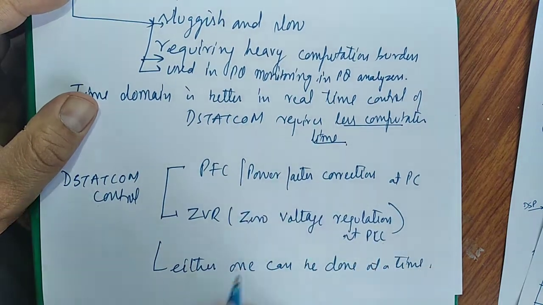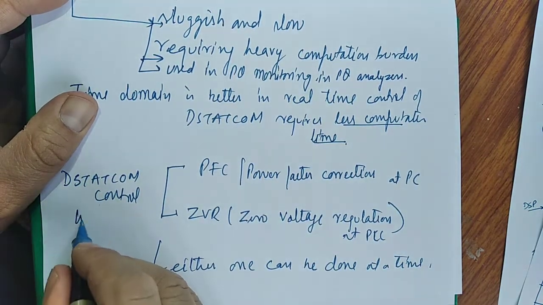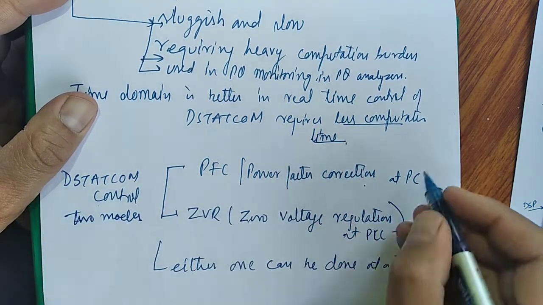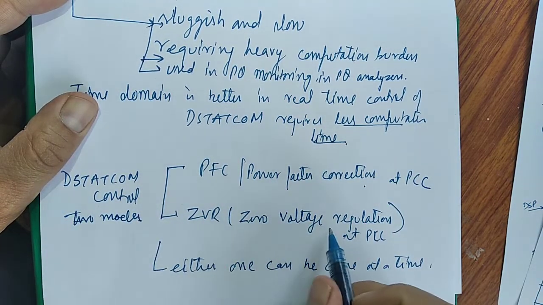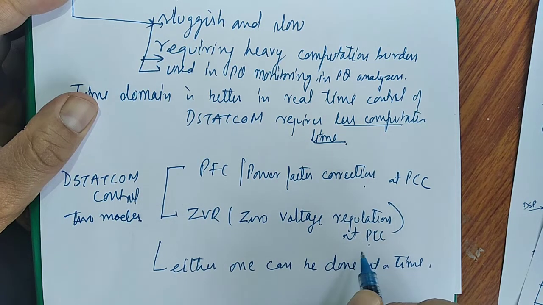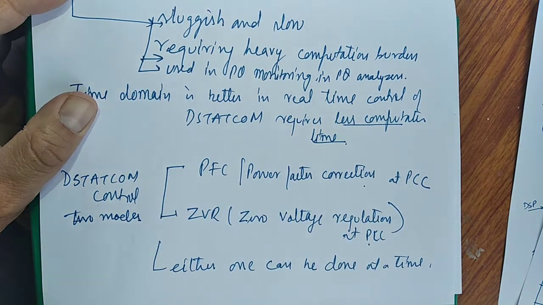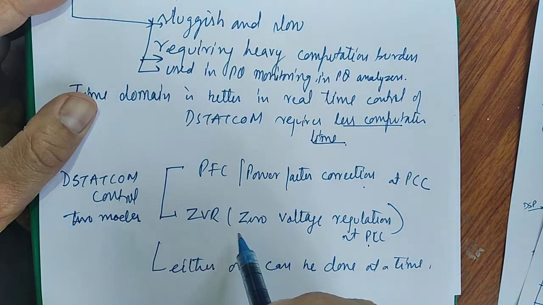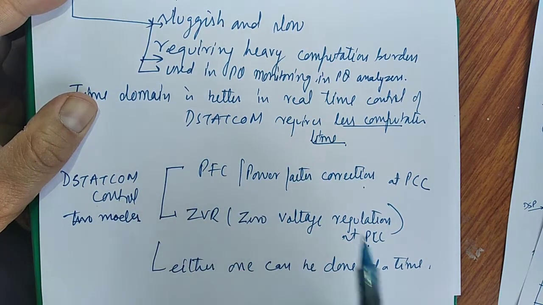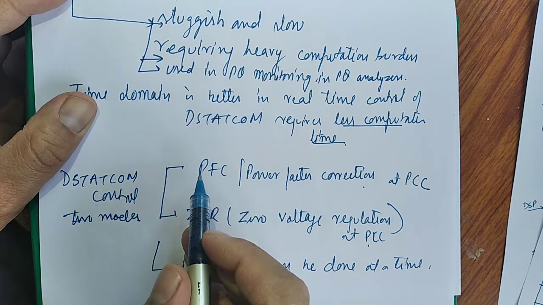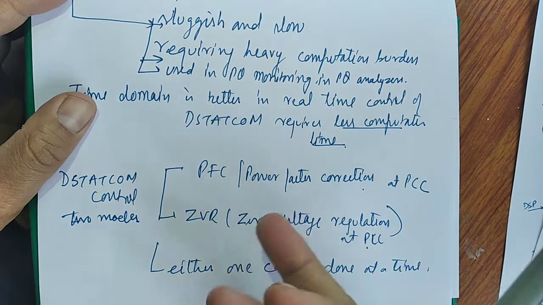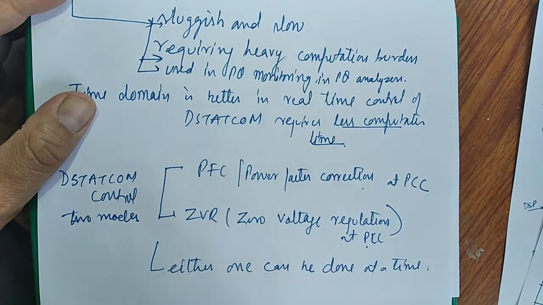For D-STATCOM control we have two modes: PFC, power factor correction at the PCC, or ZVR, zero voltage regulation at the PCC, the point of common coupling. We can do only one of them; we cannot do both simultaneously. Only one mode can be done at a time. If we go for PFC, we cannot do ZVR, and if we go for ZVR, we cannot do PFC. The D-STATCOM also has the capability of harmonic compensation or neutral current compensation with this control.